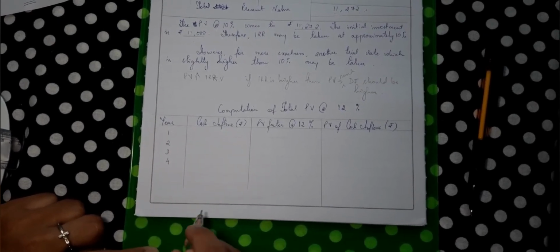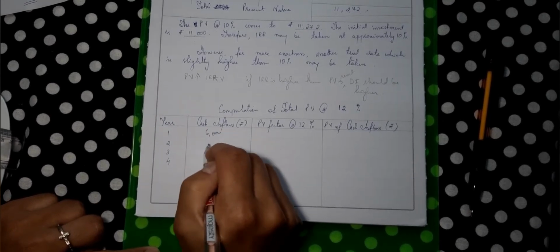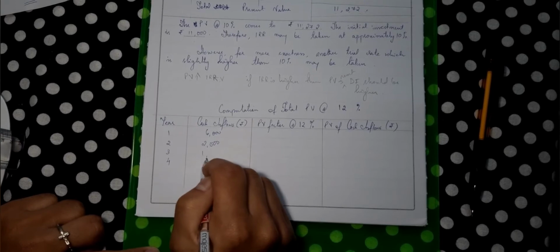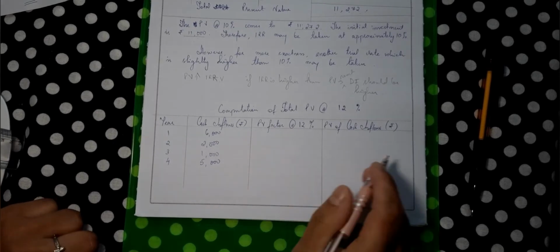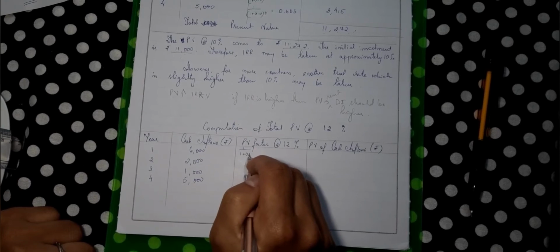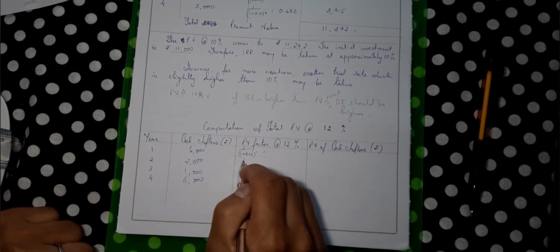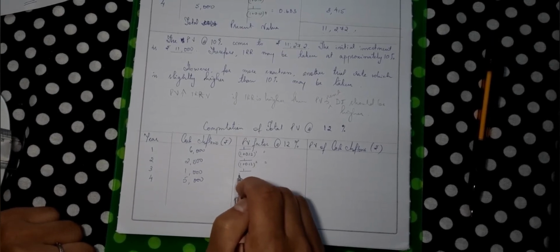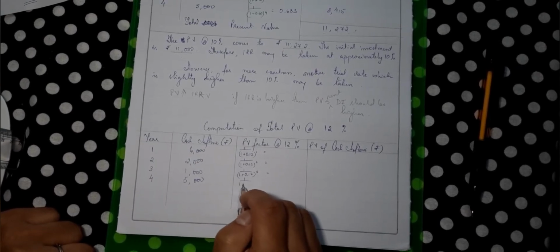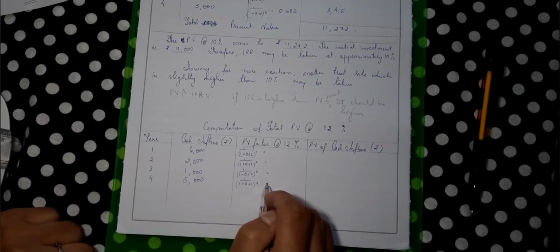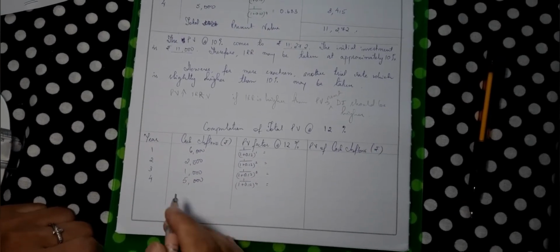Here, years 1, 2, 3, 4. Cash inflows, again the same amounts, 6,000, 2,000, 1,000, and 5,000. And then present value factor at the rate of 12%: 1 divided by 1 plus 0.12 to the power of 1, 1 divided by 1 plus 0.12 to the power of 2 for the second year, 1 divided by 1 plus 0.12 to the power of 3 for the third year, and for the fourth year, 1 divided by 1 plus 0.12 to the power of 4. So you can do the calculations.